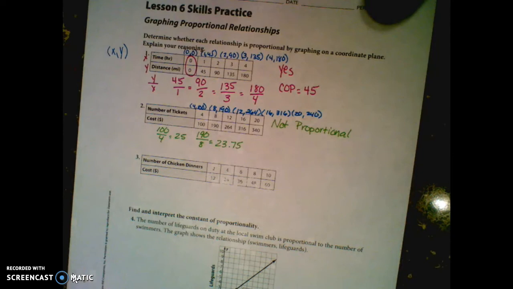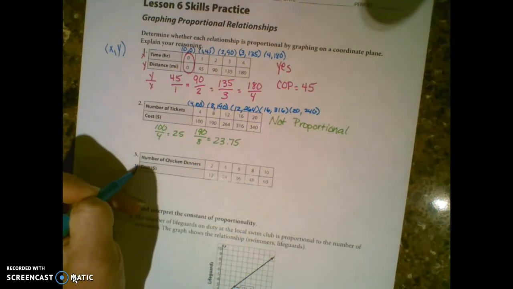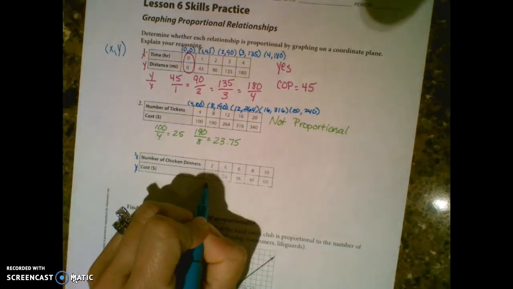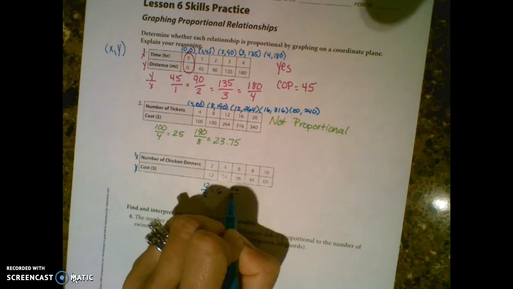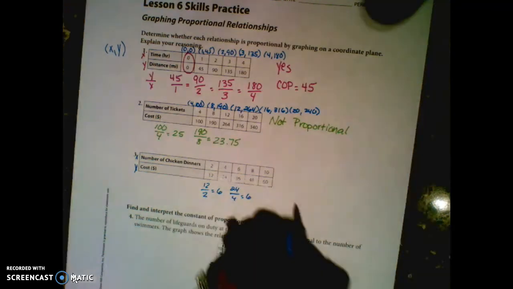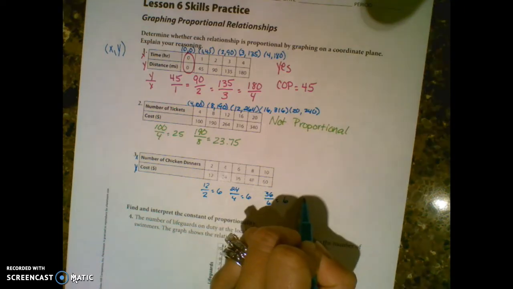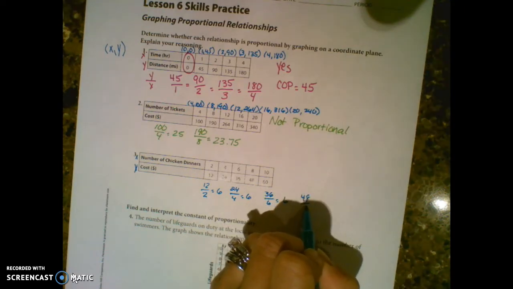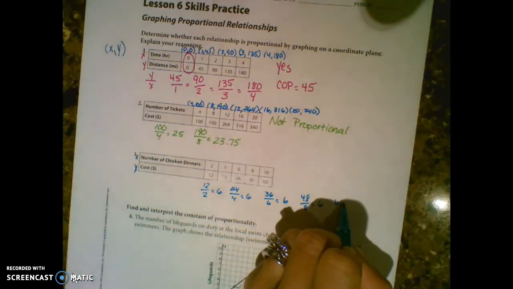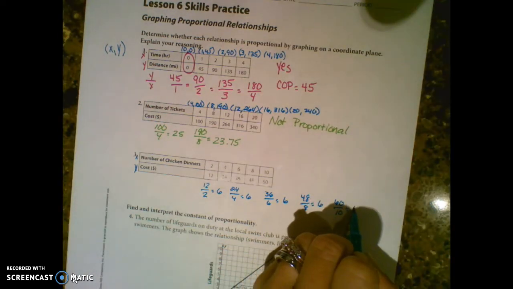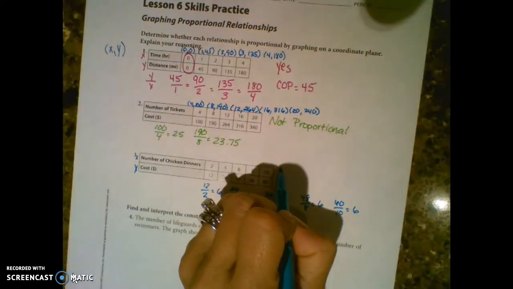Let's look at number 3 now. If I take my y's and divide them by my x's, 12 divided by 2 is 6, 24 divided by 4 is 6, 36 divided by 6 is 6, 48 divided by 8 is 6, and 60 divided by 10 is 6. So yes, this is proportional. So I can write proportional.